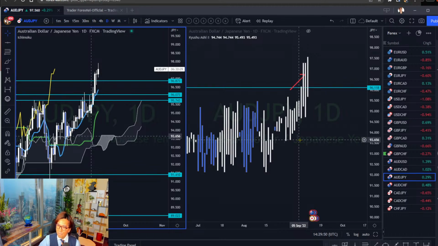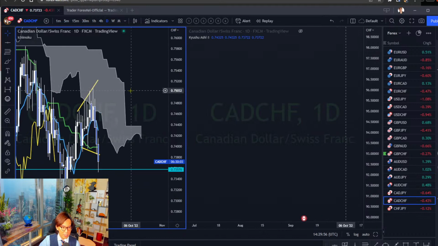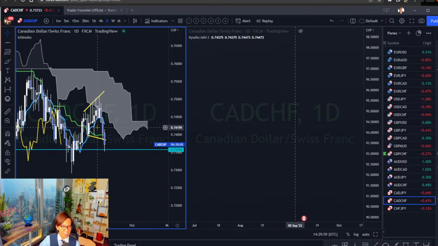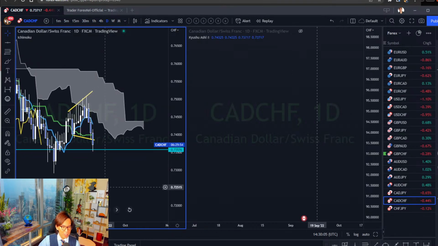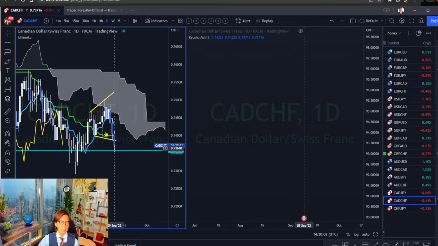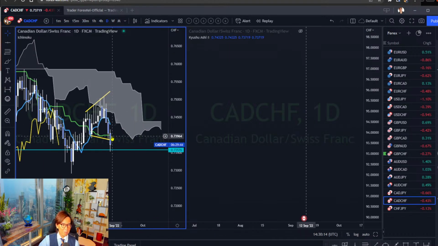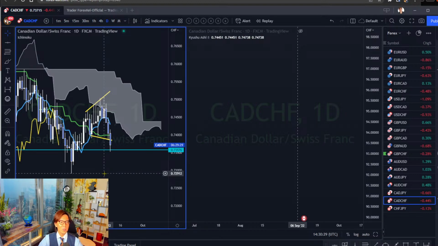Okay, so let me check. The next one is CAD Swiss franc. CAD Swiss franc has been ranging on the daily. It was in the Y wave, but it looks like this Y wave has been broken bearish. So I think the market goes down. Buyers and sellers have fought, and sellers became dominant. The market became below the Y wave and below this Kijun Sen. Chikou span is below the candle, so this is now bearish. So I think at least the market goes down to the swing support of 0.7291, which is down here.